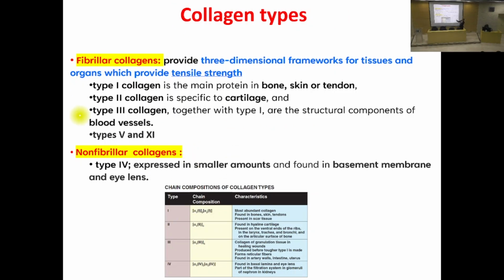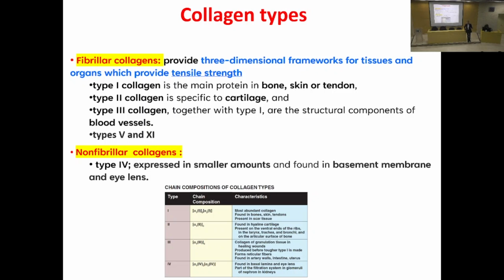We have another classification: fibrillar collagen and non-fibrillar collagen. For example, fibrillar collagen type 1 is found in bone, skin, and tendon. Type 2 collagen is found specifically in cartilage. Type 3 is present with type 1 in the blood vessels. Type 5 is found in the placenta and so on. The non-fibrillar collagen, for example, is found in the eye lens. So each collagen has its own distribution inside our body.